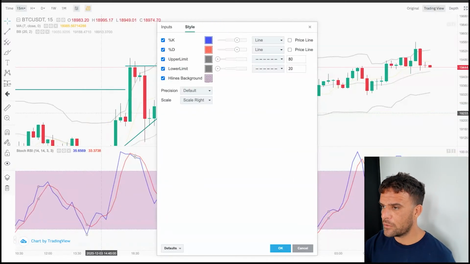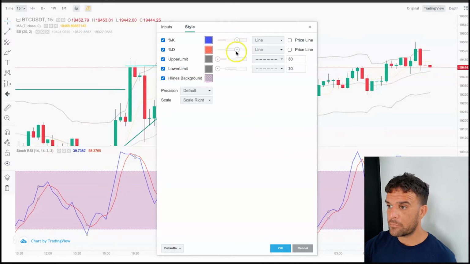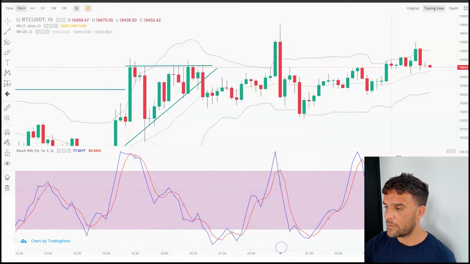The style you can make however you want. It can be quite good to have these lines a little bit thicker. Again, it's preference. You can have the background, you can not. I quite like it because it gives you some nice indication into where the price action is outside of the overbought and oversold regions.